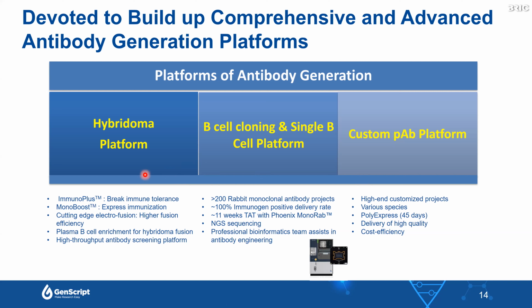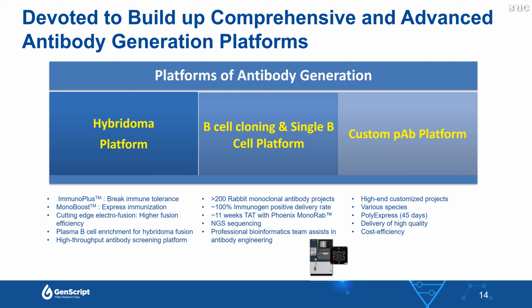We also utilize cutting-edge electrofusion and plasma B-cell enrichment techniques to fuse the mouse B-cell with the cancerous myeloma cell to form the hybridoma clones, after which we perform high-throughput antibody screening. In the B-cell cloning and single B-cell platform, the Beacon platform, performed in rabbits, rabbit-generated monoclonal antibodies have superior specificity, affinity, and the most diversified antibodies to capture all opportunities with a high success rate.